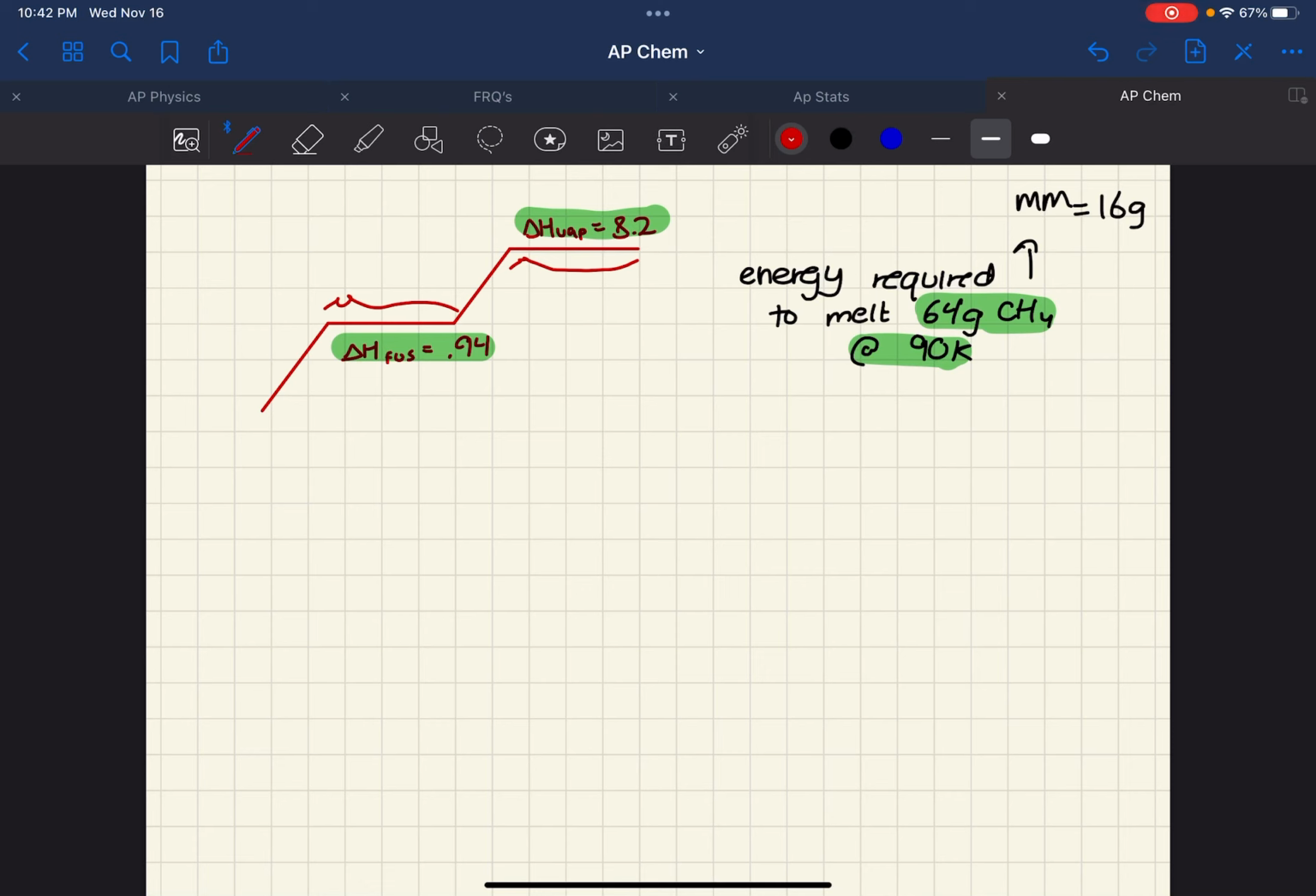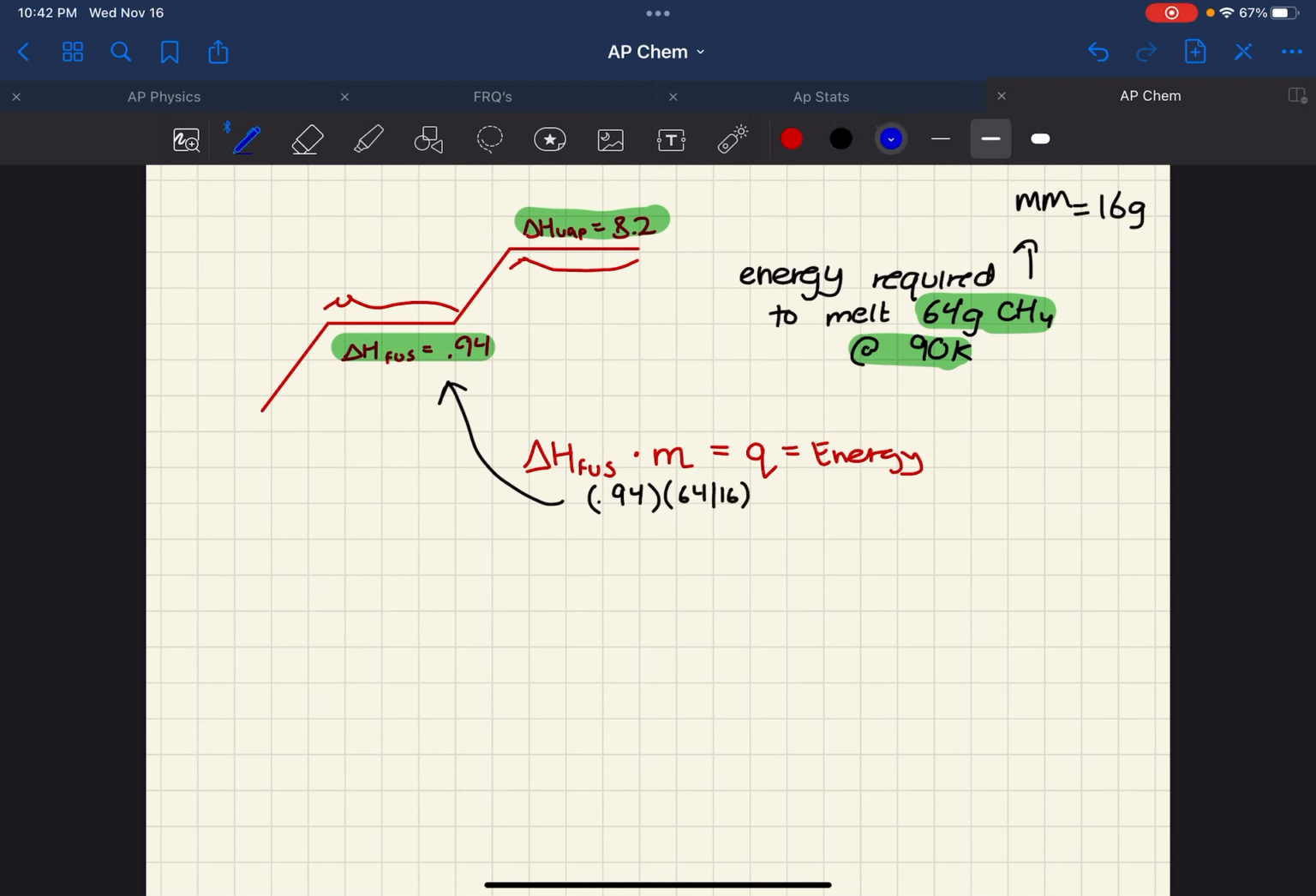Okay, so to solve for the energy required, the change of heat of fusion times the moles is going to equal your Q, which is equal to the energy. So your change of heat of fusion is 0.94, which is given, and they're telling you the molar mass is 16, so 64 grams for every 1 mole.